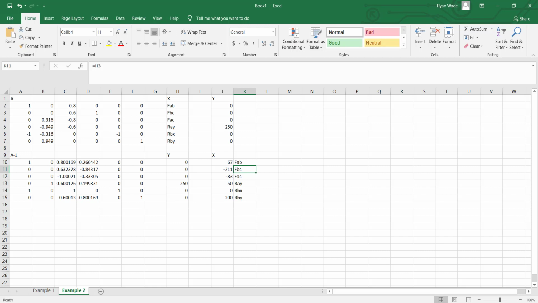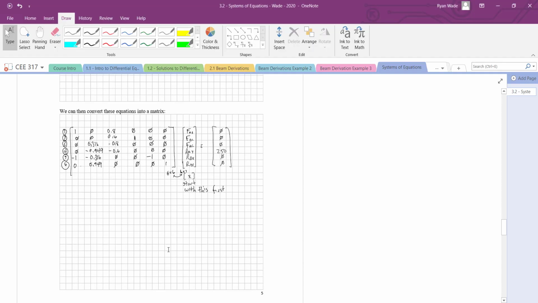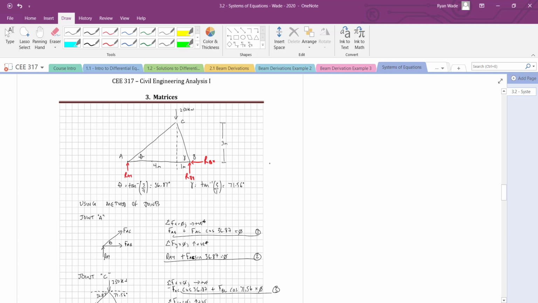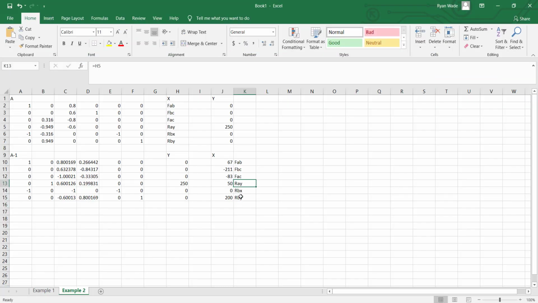What I can do really quickly, though, is this came out to my RAY is 50, my RBY is 200, and a quick check that we can already say that this solution makes sense is that my RBX is 0, right? If I've set everything up, there are no horizontal forces in this system, so there's no way RBX can be anything but 0. I also note that RBY is much closer to the load than RAY is. So therefore the RBY being 200 and RAY being 50 makes sense as well.